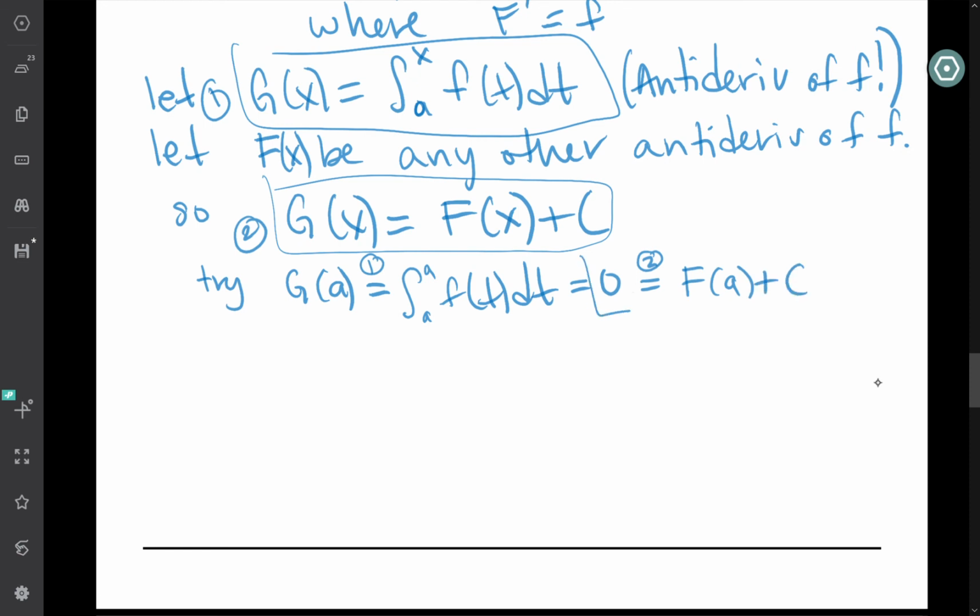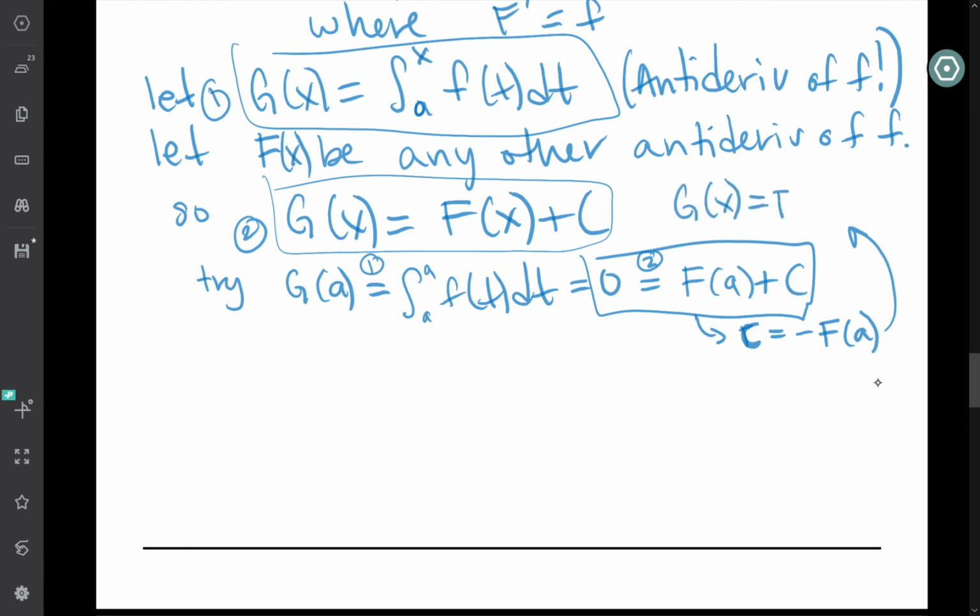So now we know that F of a plus c is equal to 0, which implies that c is actually the opposite of F of a. So if we go back up here, we can now say that g of x is equal to F of x minus F of a.